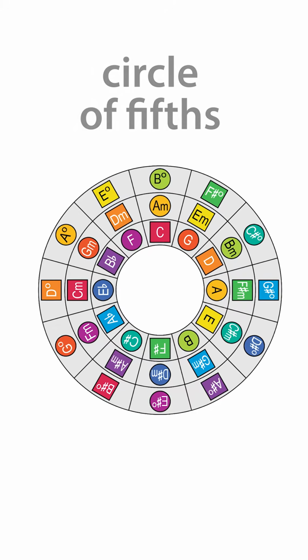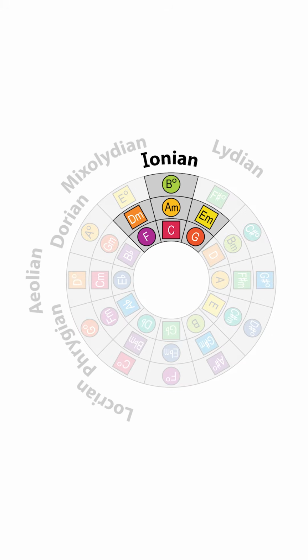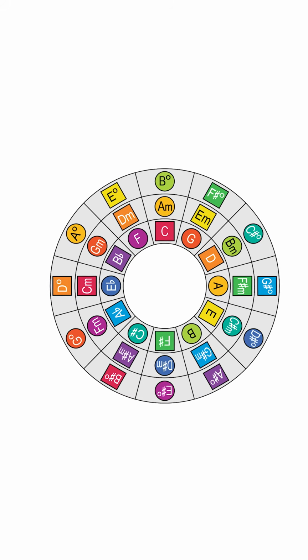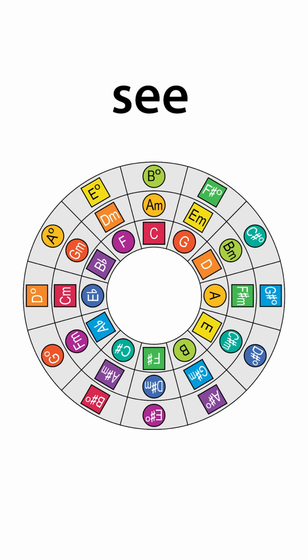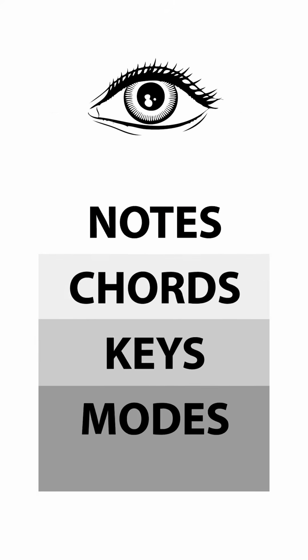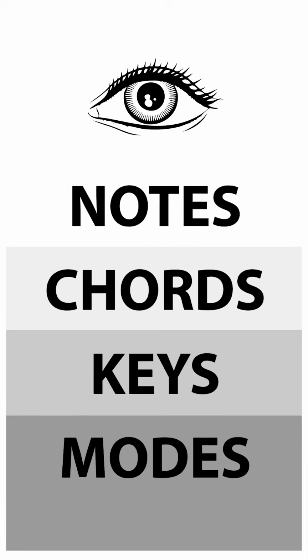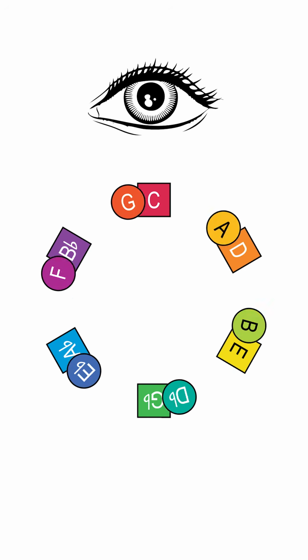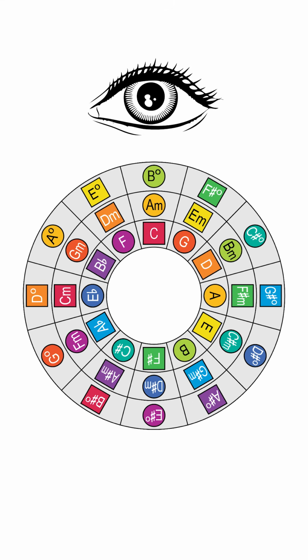In fact, this one image shows not only every major key, but also all of the different modes and the relationships between them. So you can literally see what you're playing and why, which is what music theory means by definition, to see sound, and what the circle of fifths helps you to do. These are the reasons why the circle of fifths is important, because it explains the relationships between notes, chords, keys, and modes.